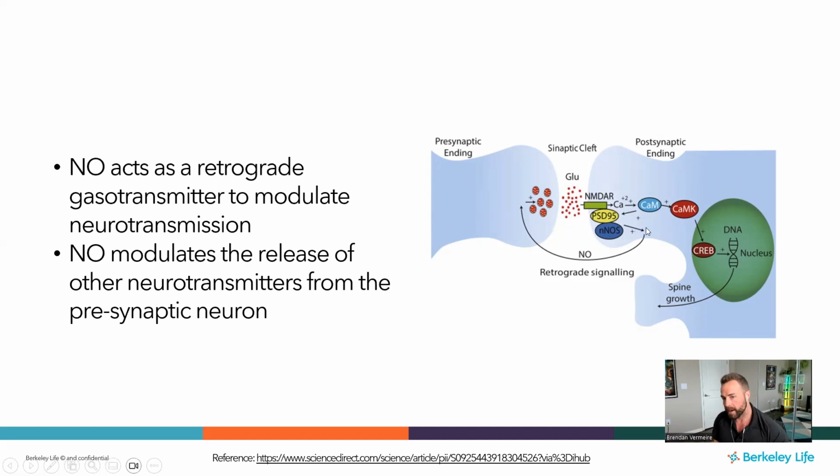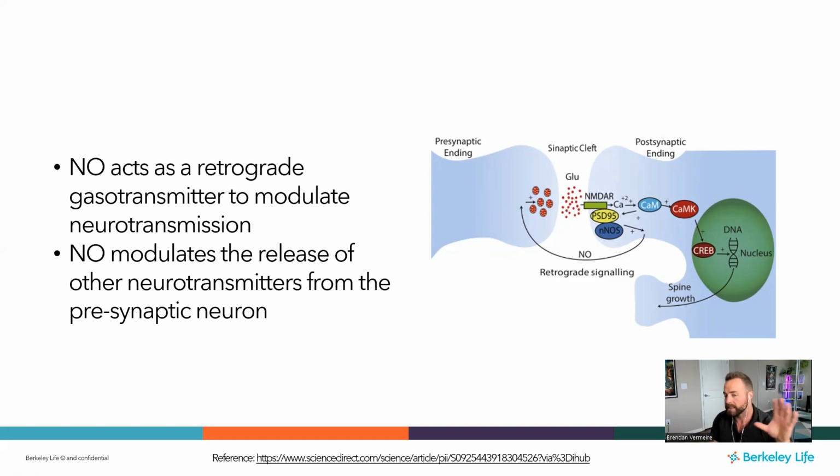Retrograde as in it moves backwards, right? So when we have neurotransmitter activity, the presynaptic neuron will release various neurotransmitters from stored vesicles and sort of dump that neurotransmitter into the synaptic cleft, where it will translocate across the synaptic cleft and bind onto its designated receptors on the postsynaptic neuron, right? Now that postsynaptic neuron will then actually express neuronal nitric oxide synthase, and that nitric oxide gas will diffuse backwards, retrograde across the synaptic cleft and modulate the release of those neurotransmitters from the presynaptic neuron.